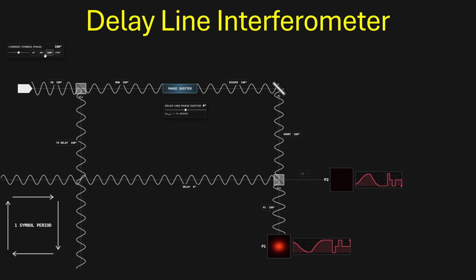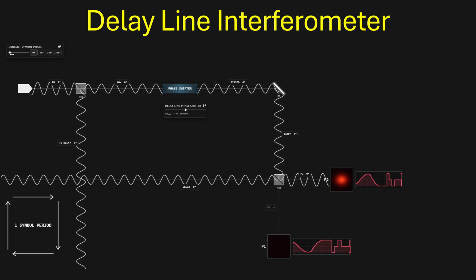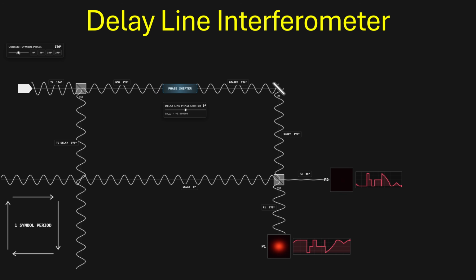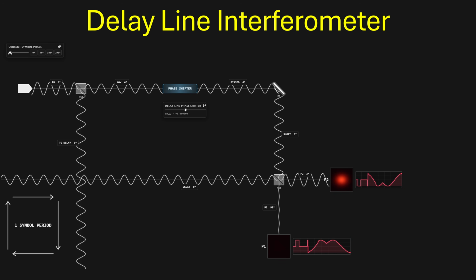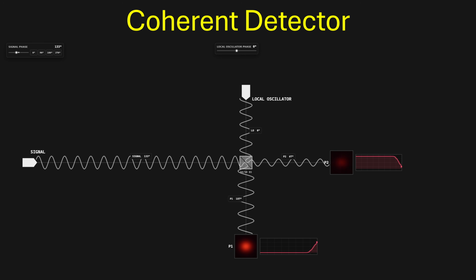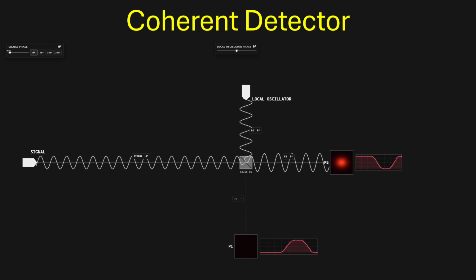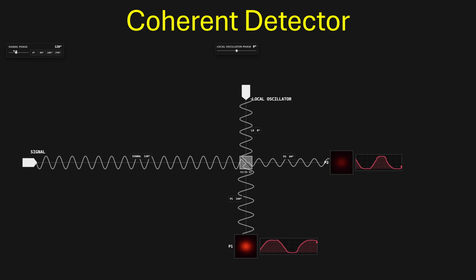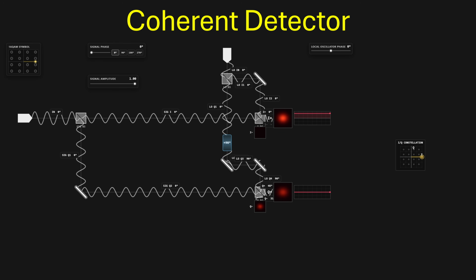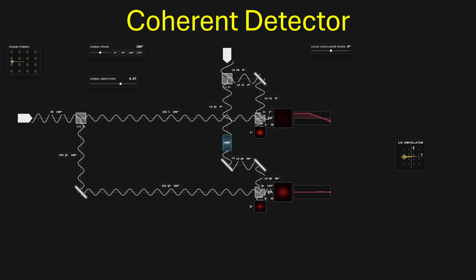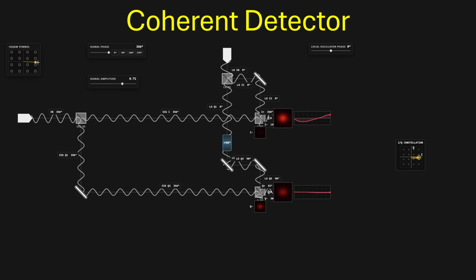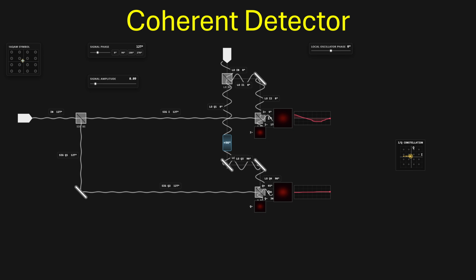Relying on the noisy previous symbol as a reference works with differential signaling, but is less reliable than the other option, coherent detection. In this setup, the device uses its own stable local oscillator laser as a reference to interfere with the incoming signal. When you phase shift the local oscillator by 90 degrees, you can recover the in-phase and quadrature components to calculate amplitude and phase.